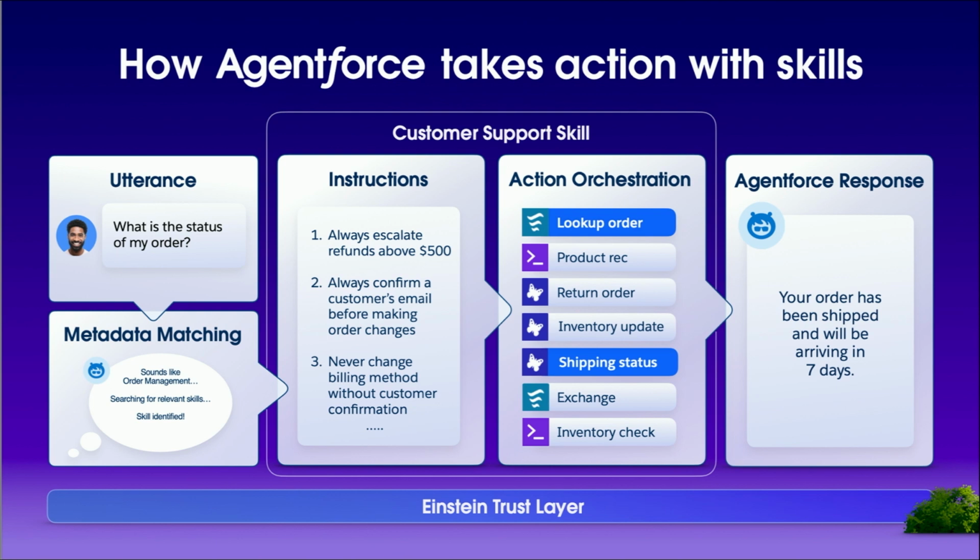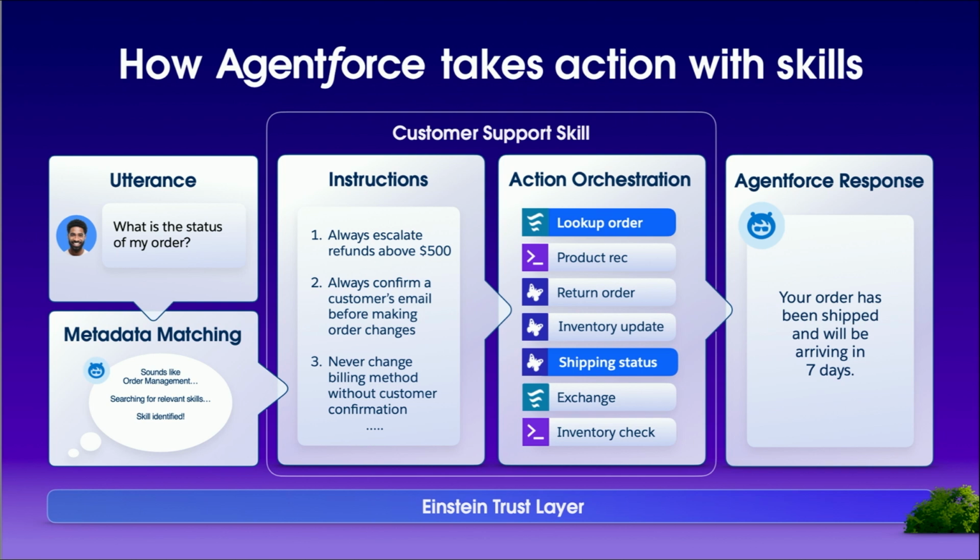So let's look at that again one more time. As the agent takes action with its skills, this is what I was mentioning before. Now that we've set up our agent, or theoretically, we have to see what the utterance is. Where's the status of my order? Very basic, right? And then it's doing metadata matching. So the LLM is understanding what those instructions are, and then it's using an LAM to be able to parse through the instructions. And look, I'm going to escalate refunds above 500. Always confirm a customer's email before making those changes, and never change a billing method without customer confirmation. So those are those topics, instructions, those guardrails that we talked about before.